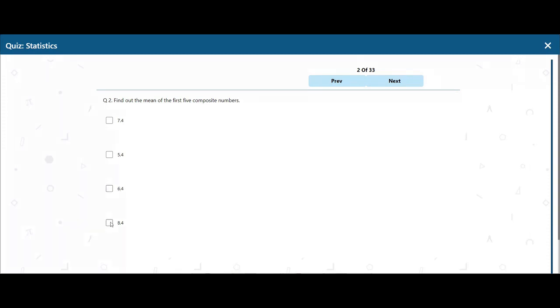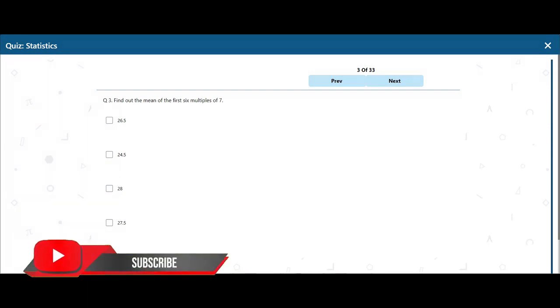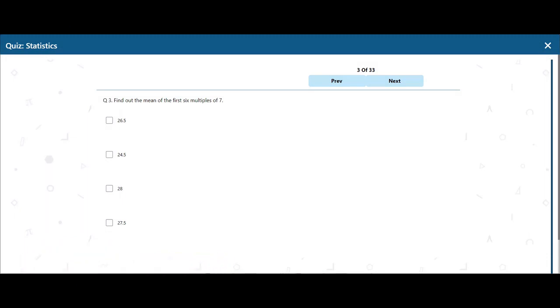7.4, ma'am. Next, Anjali. Anjali, find out the mean of the first 6 multiples of 7: 7, 14, 21, 28, 35, 42. Add and divide by 6. Second option, ma'am. Correct.